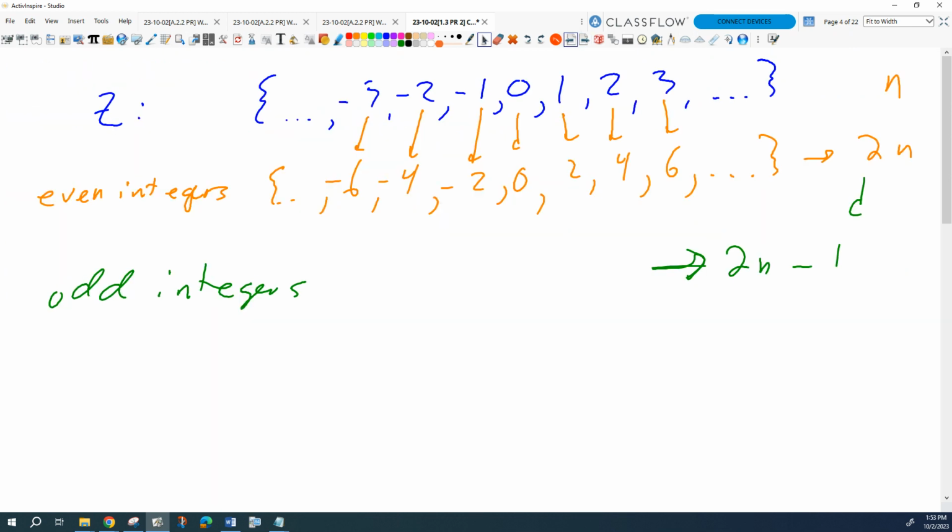Now, a better way to think about that is to do it in terms of the set of even and odd integers, like we did here. That's a much more natural, intuitive way to think about it.